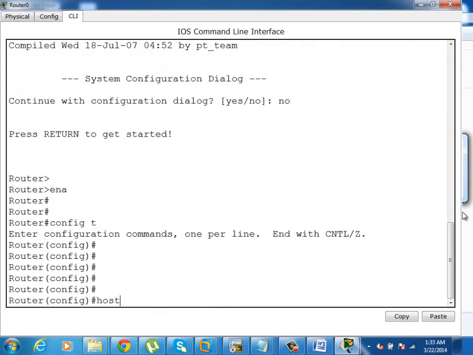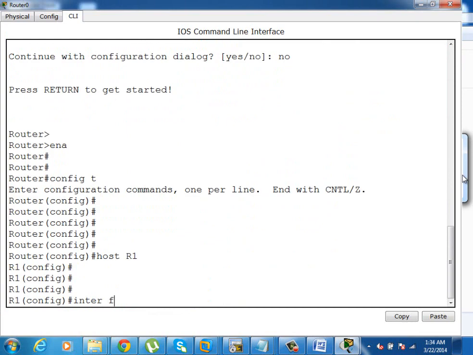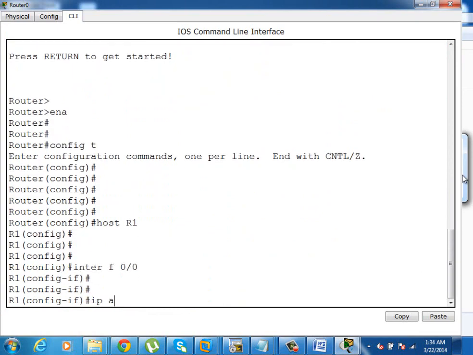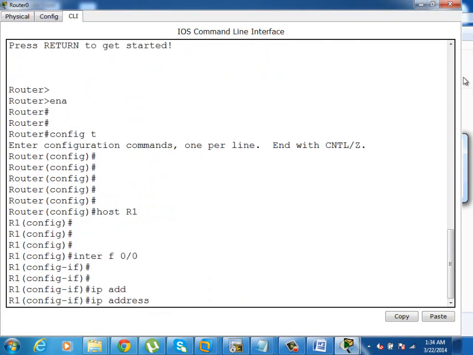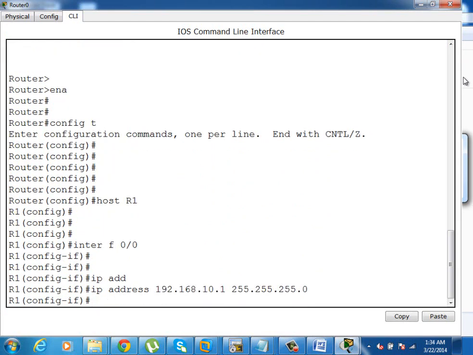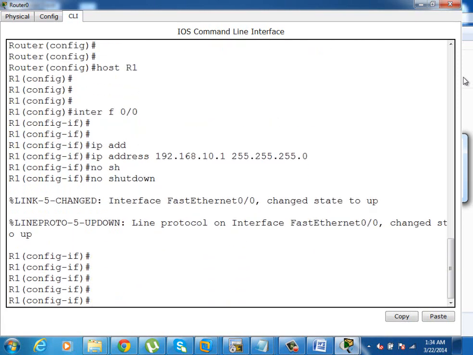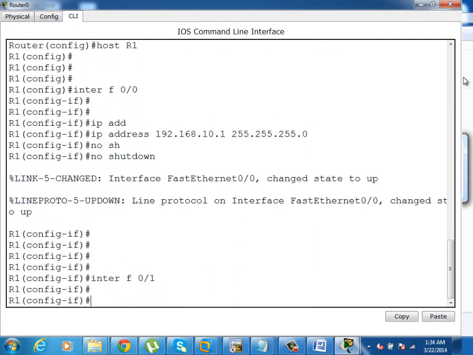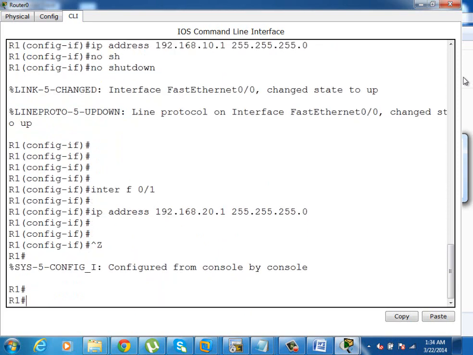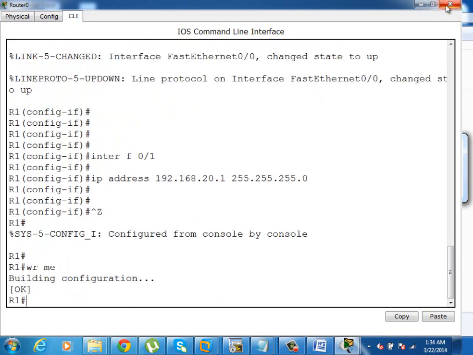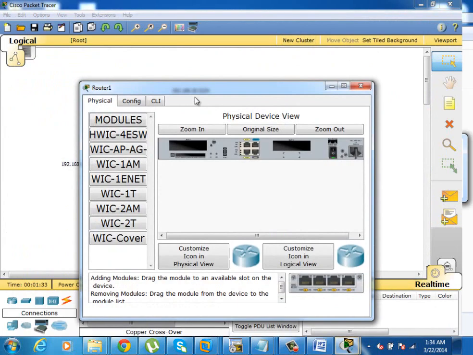Config T, host R1. Interface F0/0, IP address 192.168.10.1, 255.255.255.0, no shutdown. Interface F0/1, IP address 20. Router 1 is finished, now router 2.